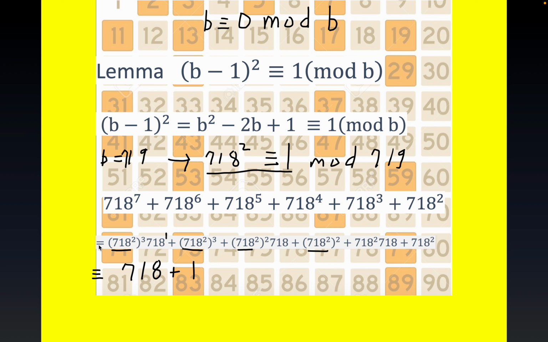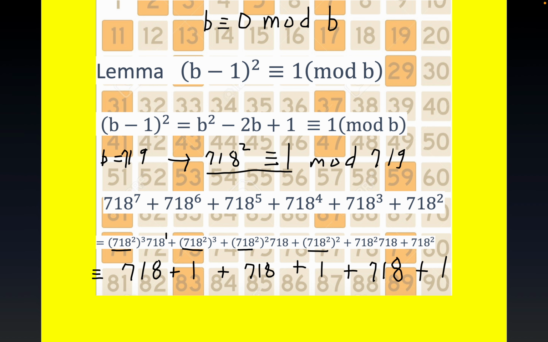Again, y'all notice I switched from equality to congruence. Now, in a similar fashion right here, I'm trying to keep it lined up. And again, folks, I am just using this to death: 718 squared congruent to 1. And then we have plus 718 here, and then finally plus 1 right here. And this is a congruence.